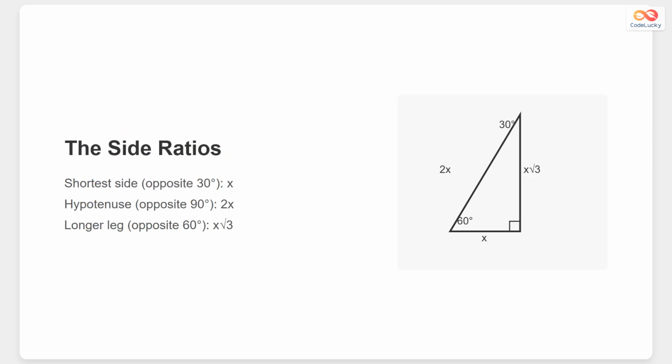This gives us the famous ratios for a 30-60-90 triangle. If the side opposite the 30-degree angle is x, then the hypotenuse, opposite the 90-degree angle, is 2x. The longer leg, opposite the 60-degree angle, is x times the square root of 3.